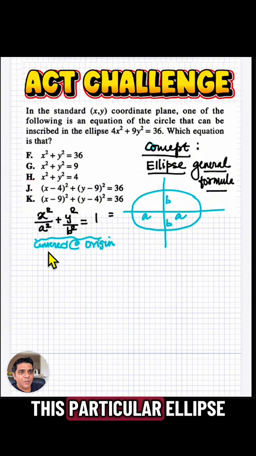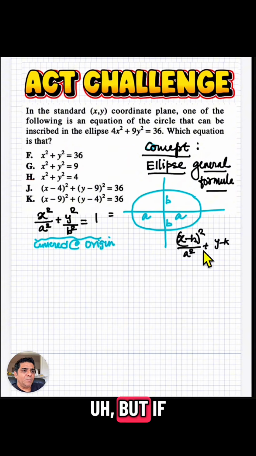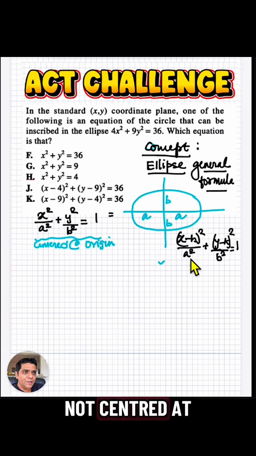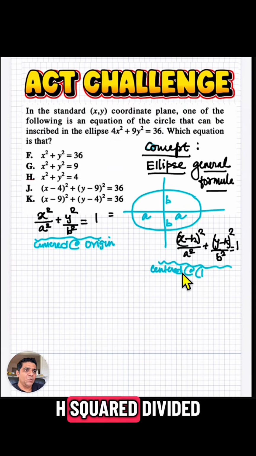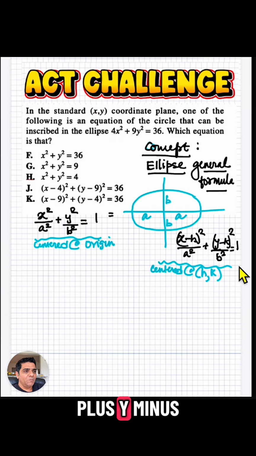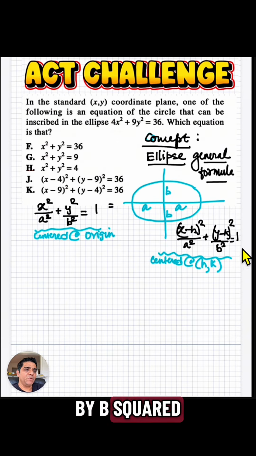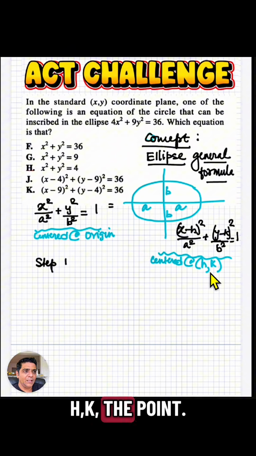Now, this particular ellipse is centered at the origin, but if you have an ellipse that's not centered at the origin, this is the formula: (x minus h) squared divided by A squared plus (y minus k) squared divided by B squared equals 1. It's centered at the point (h, k).